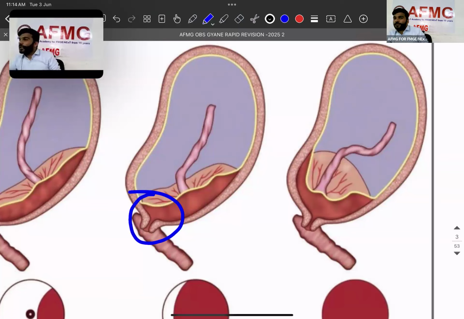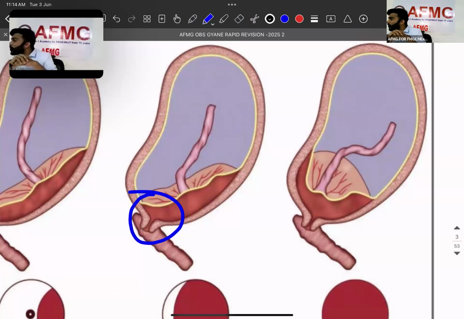It's a PYQ. Are you solving previous year questions? No. Why? If you had solved, you would have answered this. At 24 weeks you saw the placenta in the lower uterine segment. Now, sir, what will be the next step? The next step is you will do USG again at how many weeks?